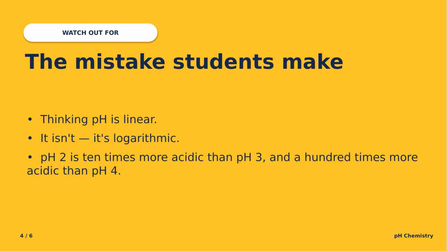Common slip. Thinking pH is linear. It isn't. It's logarithmic. pH 2 is 10 times more acidic than pH 3 and 100 times more acidic than pH 4. A small pH change, but a big concentration change.